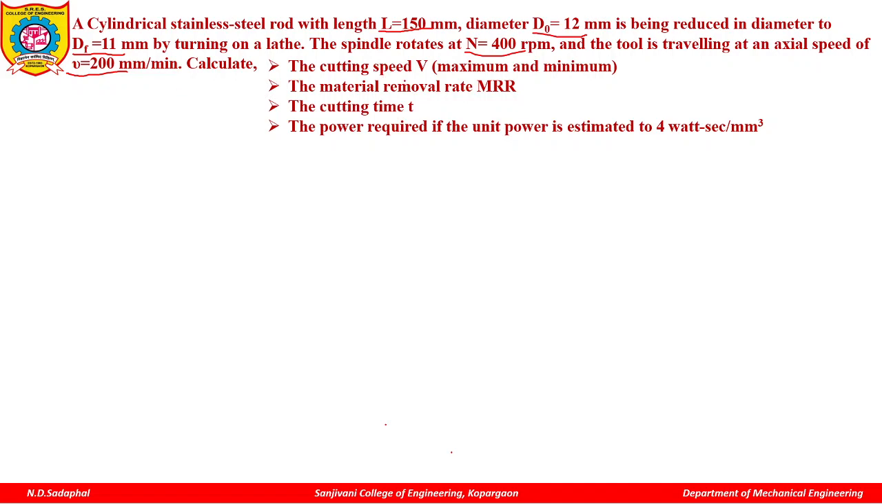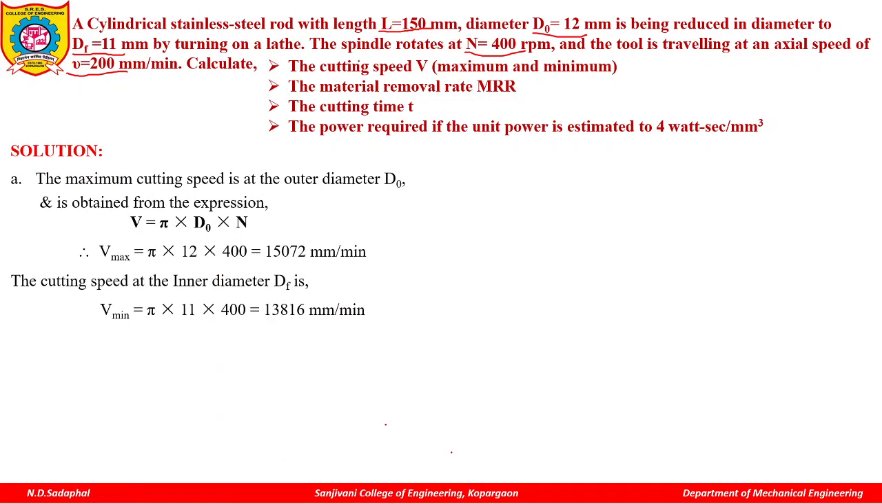So we have to calculate the cutting speed V, maximum and minimum cutting speed, MRR, cutting time T, and power required. So how will you go forward? Firstly, we have to calculate cutting speed. Cutting speed, maximum and minimum, both we have to find out.